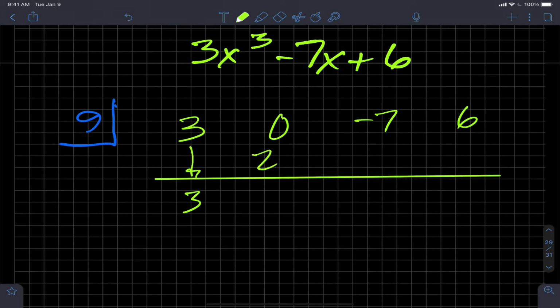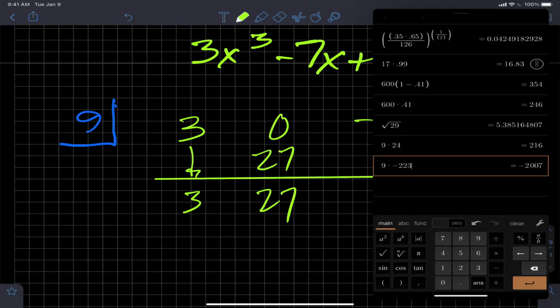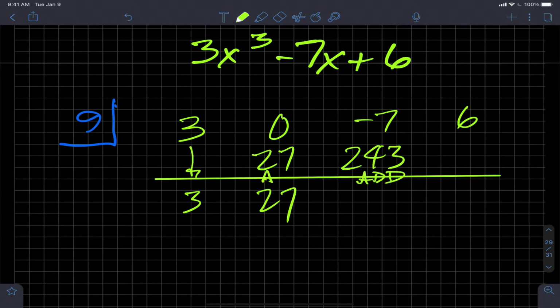3 times 9 is 27. 27 plus 0 is 27. 9 times 27 is, I don't know, 243. 243 plus the -7. Remember, I'm adding. That's the other advantage to synthetic division.